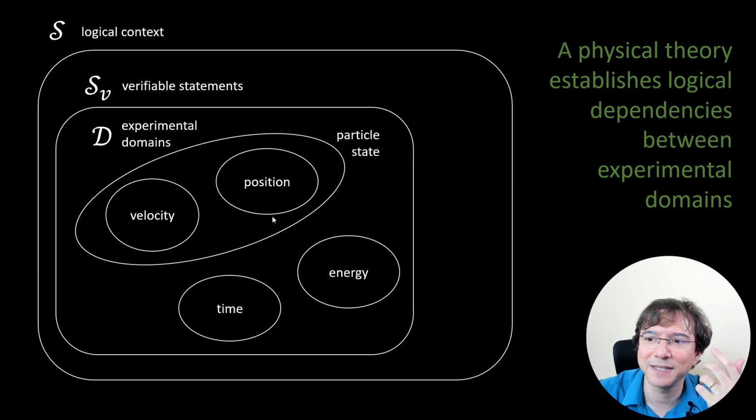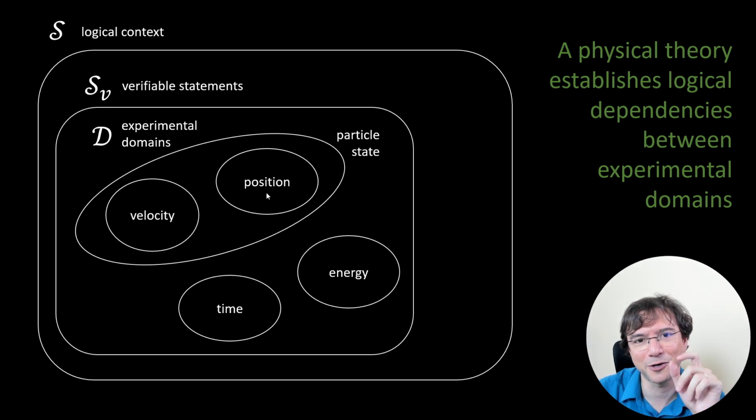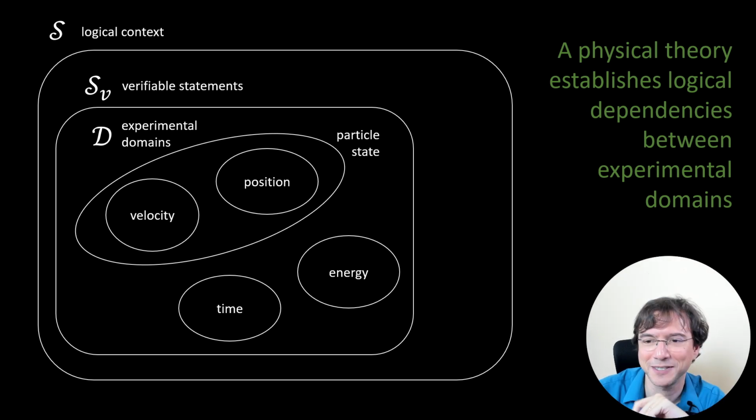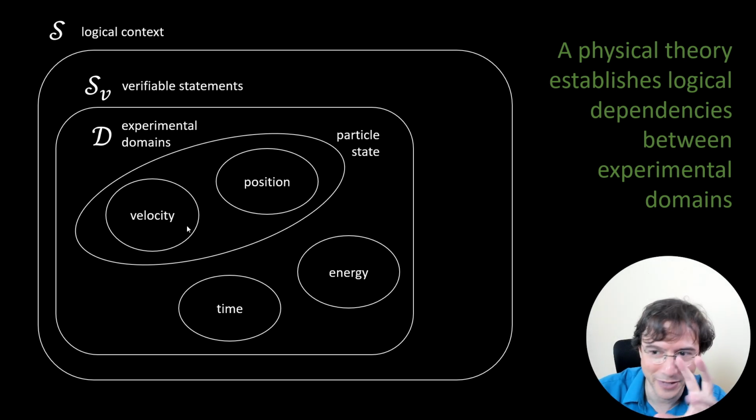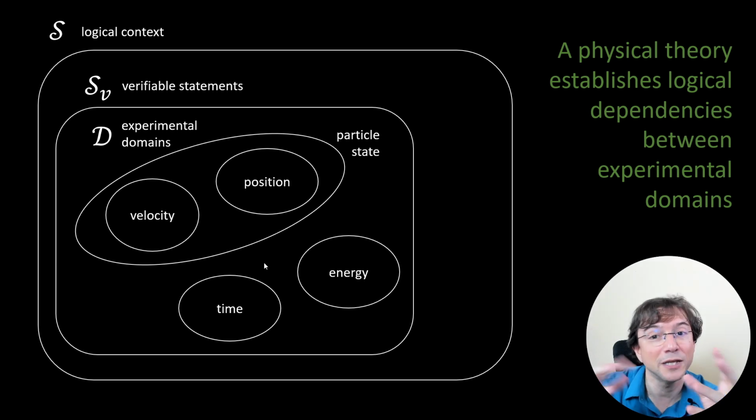We're going to have something for position and for velocity. And a particle state is going to be the domain that is generated by all the statements of position and velocity. The position of the particle is within this interval, and the velocity of the particle is within this interval, and you get all of this. You're going to have an experimental domain for time, an experimental domain for energy, and the physical theory is what's going to be establishing the relationship between these experimental domains, right? So all that we need to do is all of this.